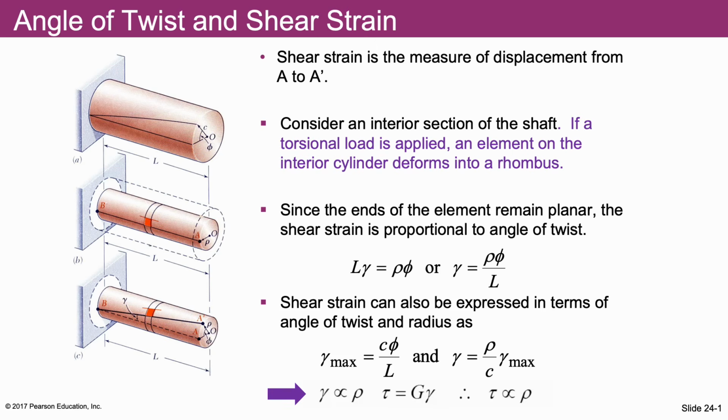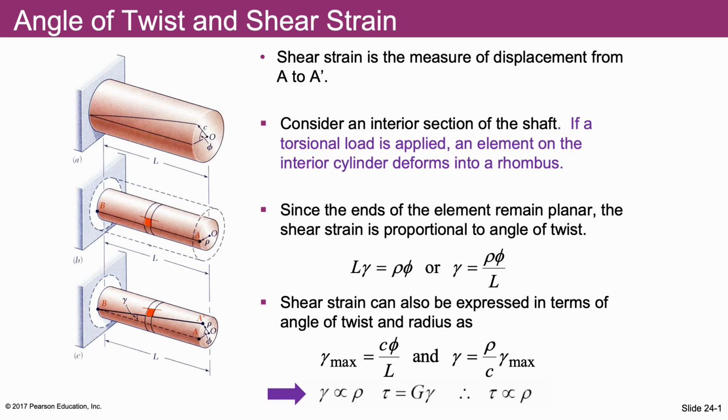And the shear strain varies linearly. Since it's a function of rho, it varies linearly with the radial distance from the center of the circular shaft, and the shear strain is maximum on the surface of this shaft. C represents the radius of this circular shaft here.